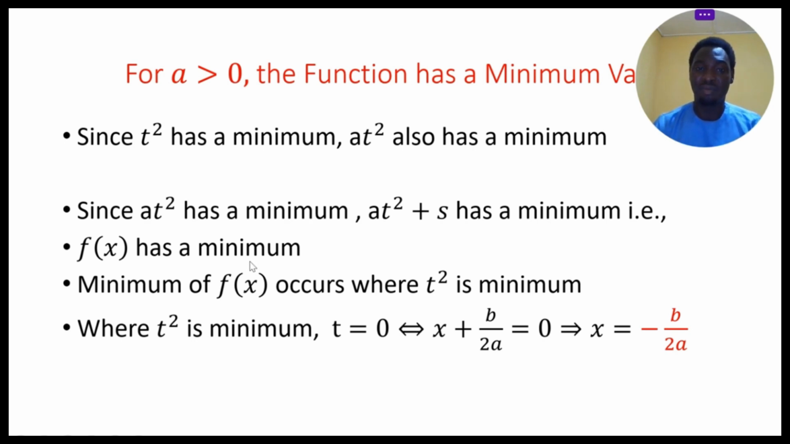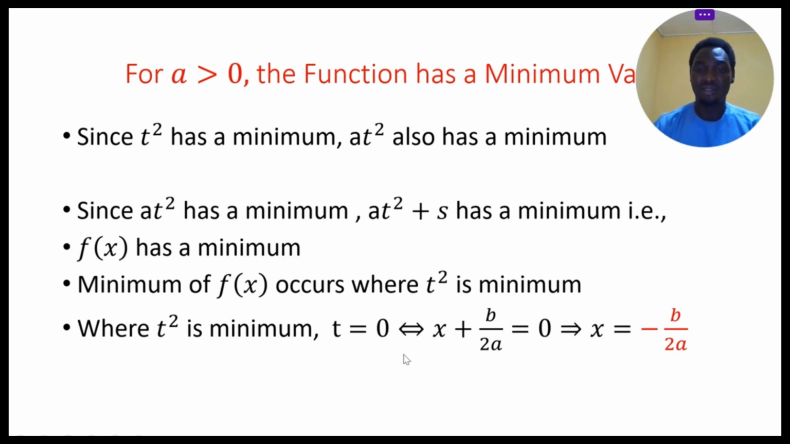What is this minimum? Let's begin by finding where the minimum occurs. Now this minimum occurs where t squared is minimum. Why? Because t squared is what is driving the function. T squared contains the variable. We have noted already that t squared is minimum where t is 0.